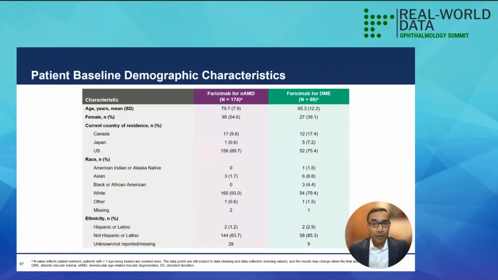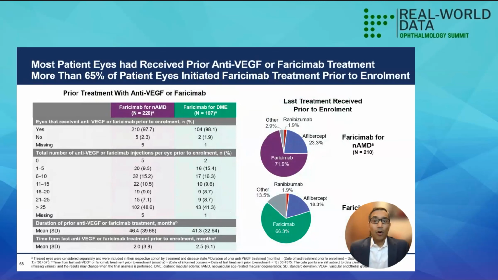Here are the baseline demographics. You can see that overall, both neovascular AMD and DME populations were largely comprised of white American non-Hispanic patients, skewing slightly older in the neovascular AMD population and slightly fewer females in the diabetic macular edema population. Almost all neovascular AMD and diabetic macular edema eyes were treated with faricimab or an anti-VEGF prior to enrollment in Voyager, which is not a surprise.